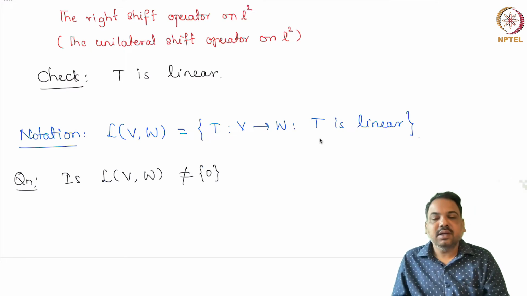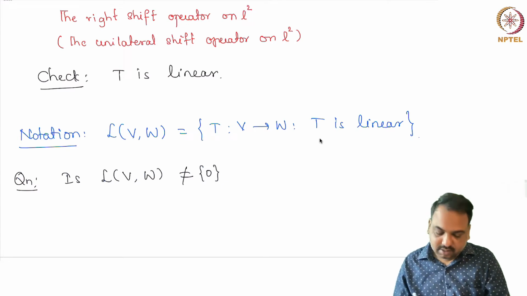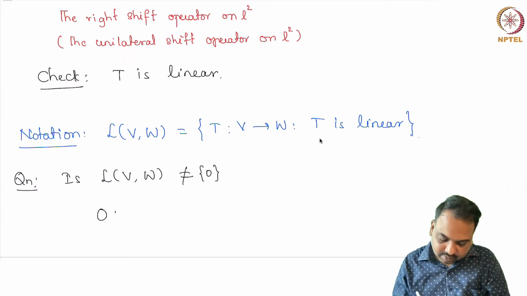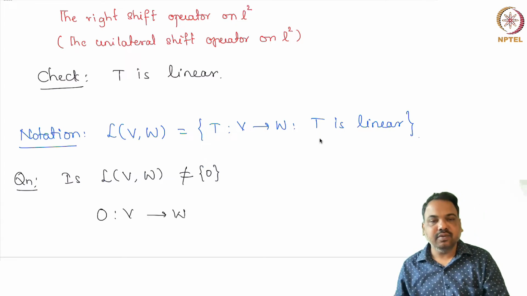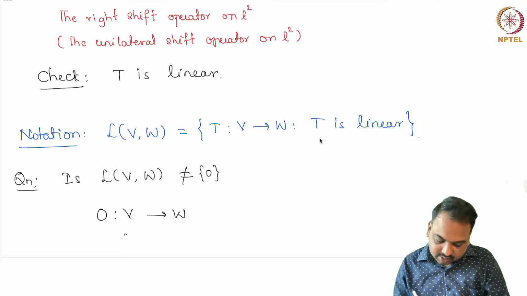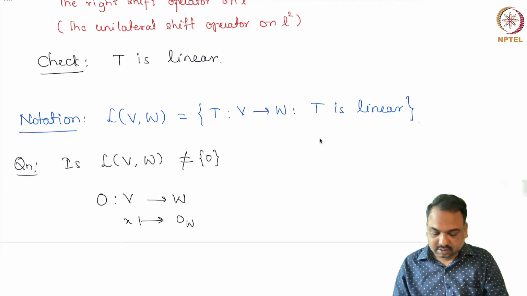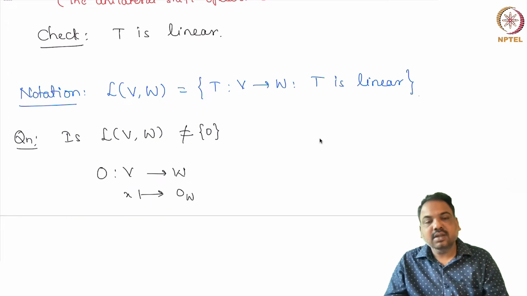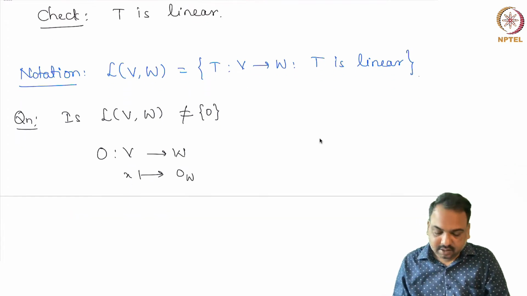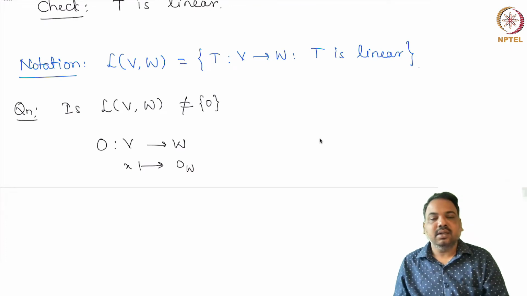We can always define a zero map from V to W also. Earlier we defined it from V to V. So here we can send every vector x into 0 of W. This is also a linear map. So L(V,W) contains the 0 map. Now the question is, can it contain a non-zero map?